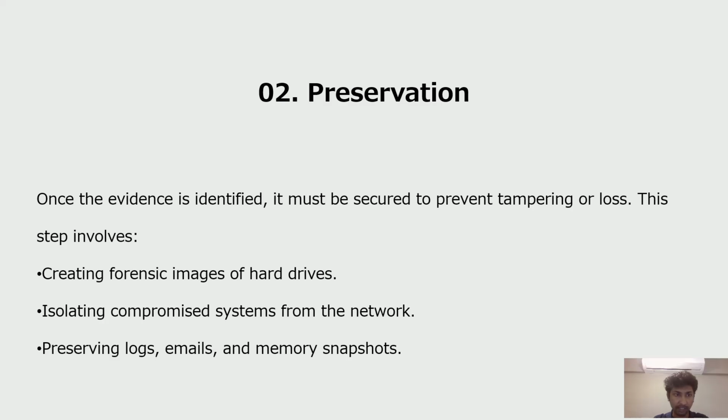Next is preservation. Once the evidence is identified, it must be secured to prevent tampering or loss. This step involves creating forensic images of hard drives, isolating compromised systems from the network, preserving logs, emails, and memory snapshots. In real-world scenarios, after identifying the compromised workstation, forensic experts create a disk image of the system to ensure that no further changes occur. They also isolate the affected system from the corporate network to prevent the attacker from causing further damage.